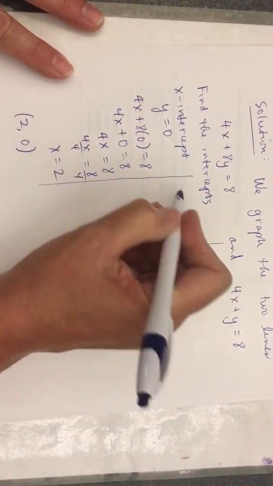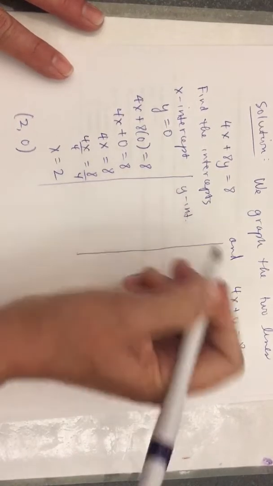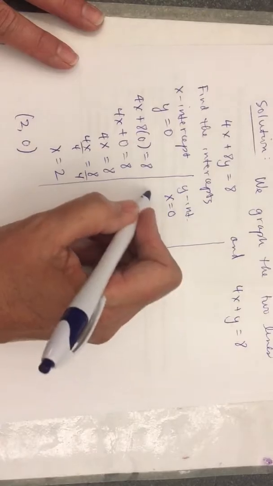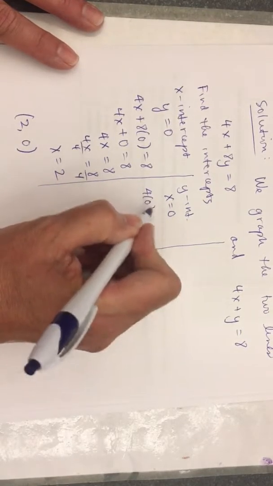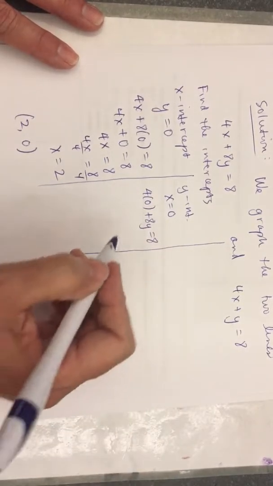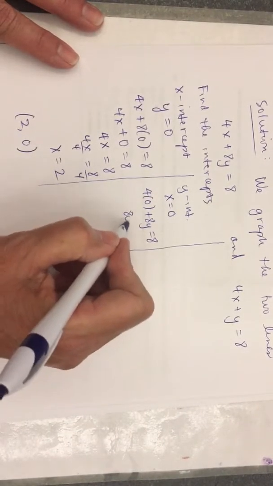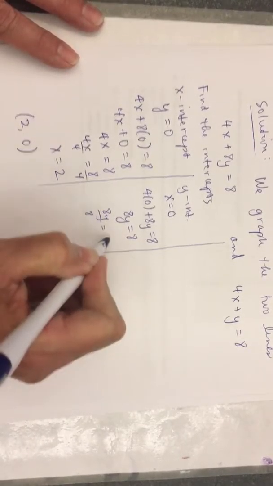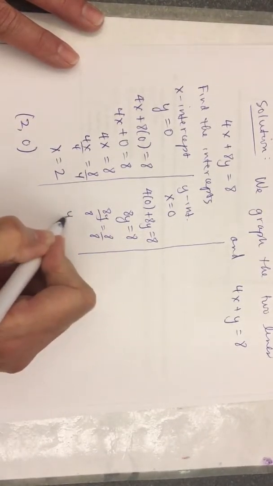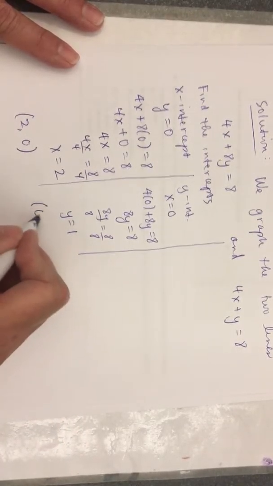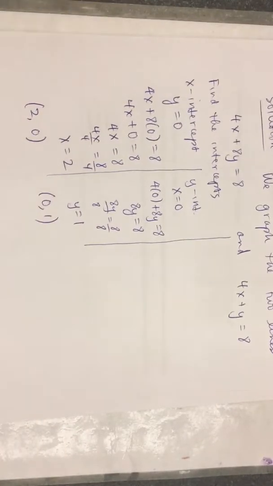The y-intercept: I'll write x equals 0. So that will be 4 times 0 plus 8y equals 8. This will give me 8y equals 8. When you divide by 8, you're going to get y equals 1. So the y-intercept is (0, 1). This is the first line.